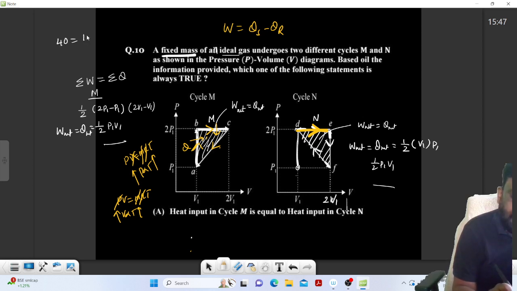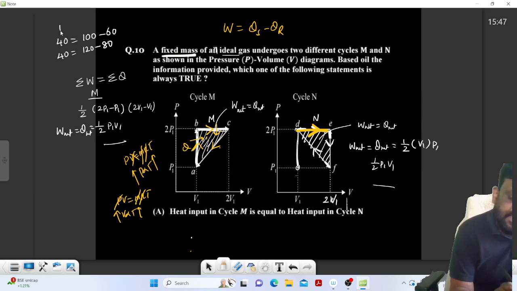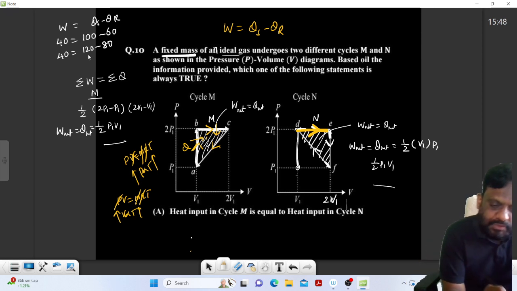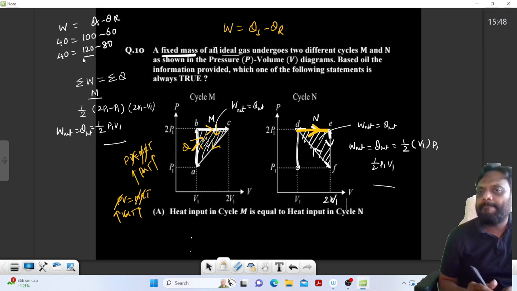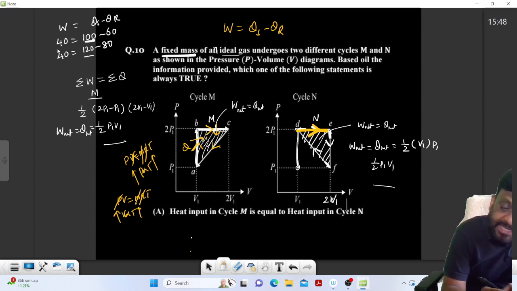40 is equal to 100 minus 60. Correct. And 40 is equal to 120 minus 80. This is network, this is supply, and this is rejection. In this case, supply is more. In this case, supply is less. Network is the same in both, but supply is not the same. When supply is not the same, rejection is also not the same. If rejection were the same, how could the difference be the same? The difference should be constant.